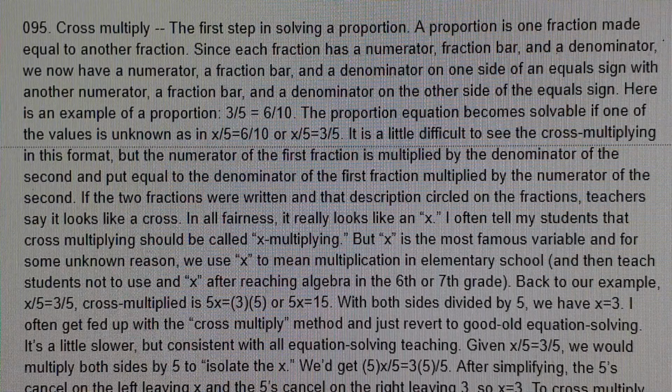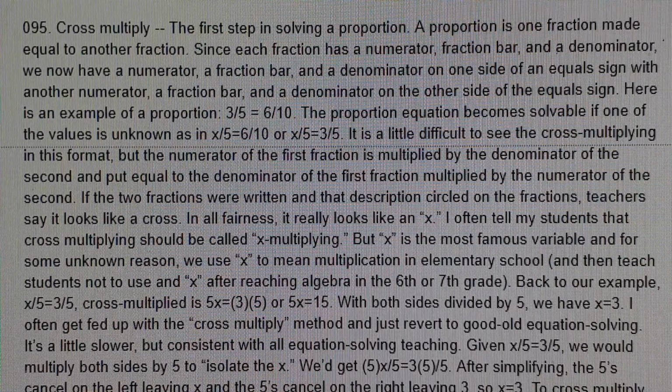Here is an example of a proportion. 3 over 5 equals 6 over 10. The proportion equation becomes solvable if one of the values is unknown, as in x over 5 equals 6 over 10, or x over 5 equals 3 over 5.